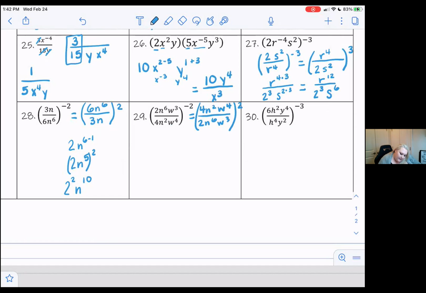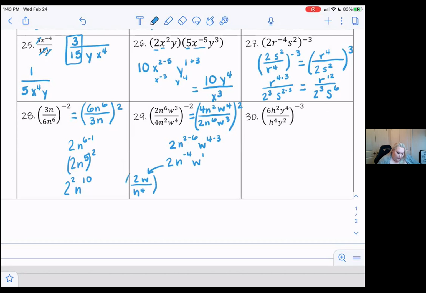4 divided by 2 is 2. N to the second minus 6. W to the fourth minus the 3 on the bottom. So I get 2n to the negative fourth, w to the first. So I'm going to simplify that and write 2 over, put the n on the bottom, times w.